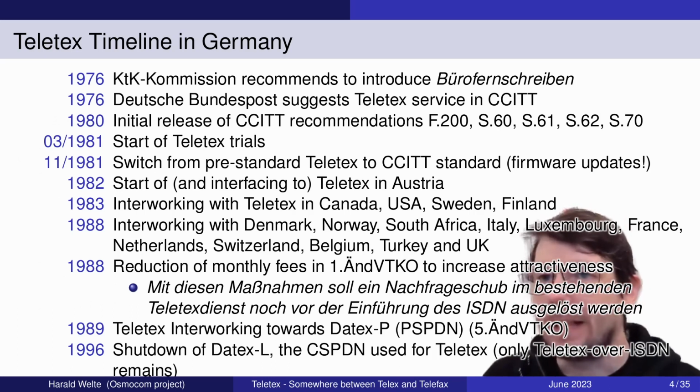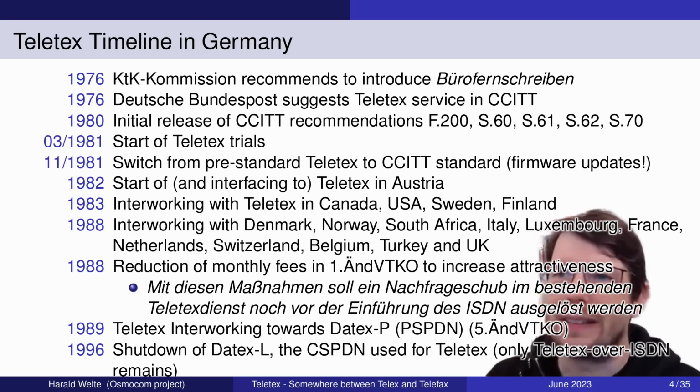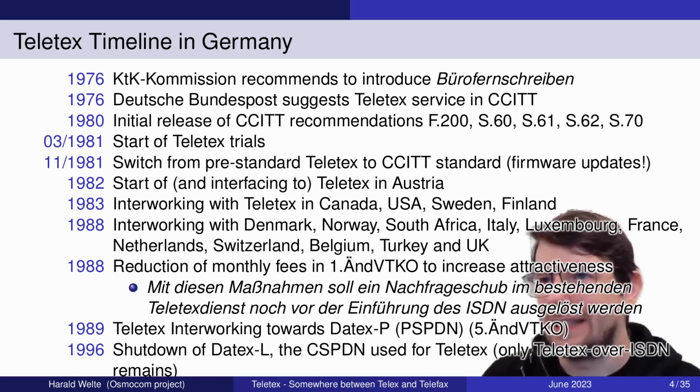And in the same year, after this commission concludes, Deutsche Bundespost, being the German incumbent postal ministry at the time, proposes Teletex as a service inside the CCITT, the International Club of the Phone Operators or Telecommunication Operators of the world. According to some sources, it didn't resonate all that well internationally, but it was published in 1980 as an initial release of the CCITT recommendations.